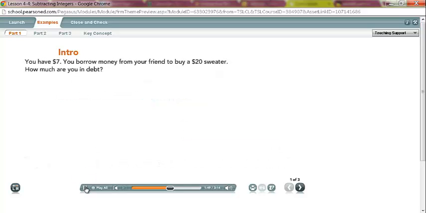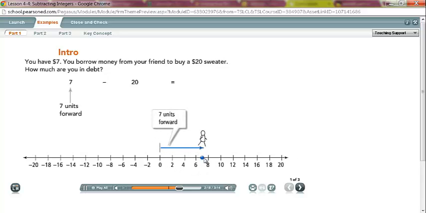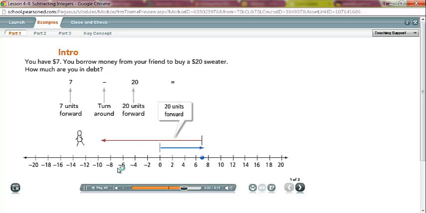You have $7. You borrow money from your friend to buy a $20 sweater. How much are you in debt? How do you subtract 20 from 7? You can show subtraction on a number line. Begin at 0, face the positive direction, and move forward 7 units. The subtraction sign tells you to turn around. The positive number 20 tells you to move forward 20 units. You are $13 in debt.